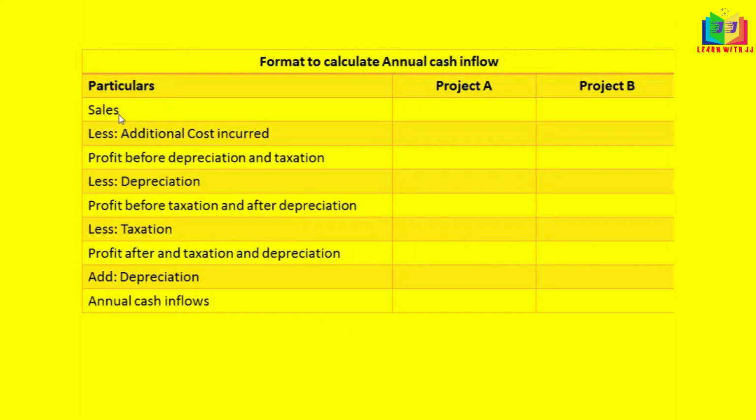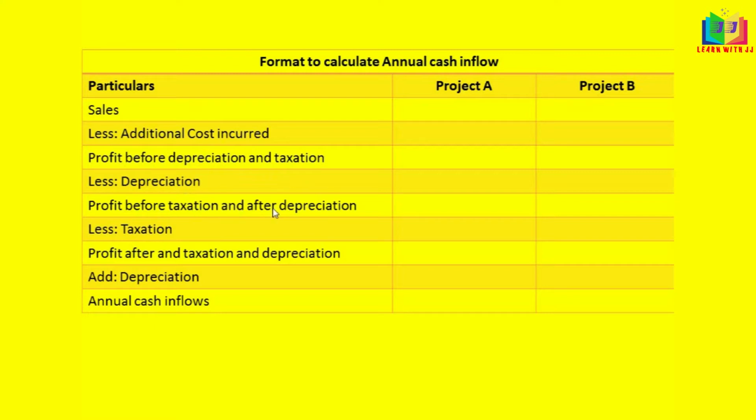Once again I'll explain. Sales and any savings we have to write here, and with that we have to subtract the additional cost incurred, and we'll get the profit before depreciation and taxation. First we have to subtract the depreciation, and then we'll arrive at the profit, that is profit before taxation and after depreciation.